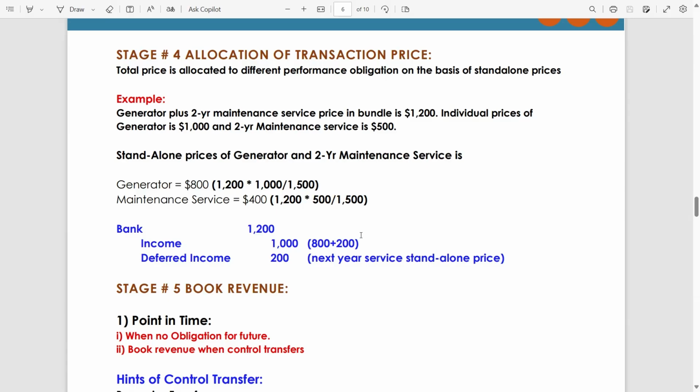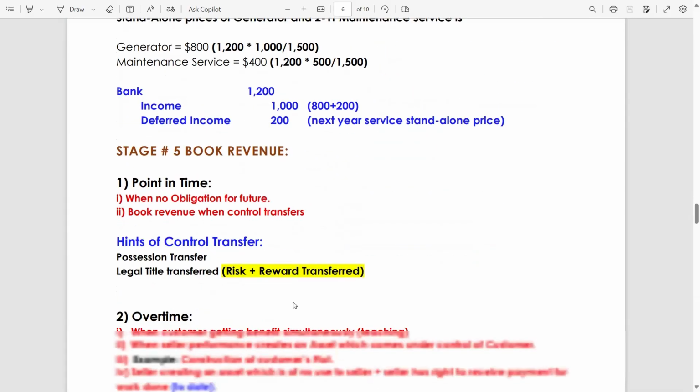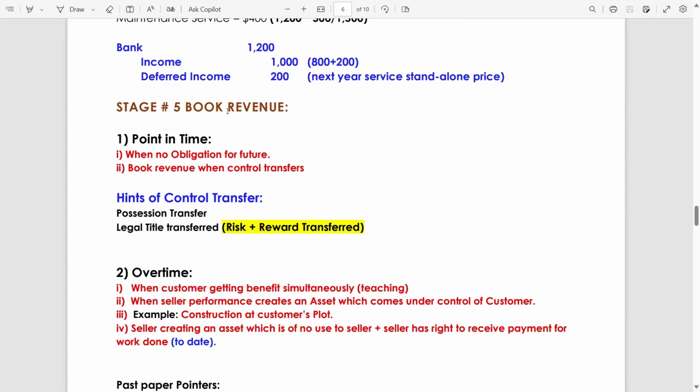The remaining 200 will be my deferred income. It means once I provide the service in the next year, I will record this 200 as revenue in the next year, and in my current year I will record it as deferred income. Next year service standalone price. Now last stage, book revenue.